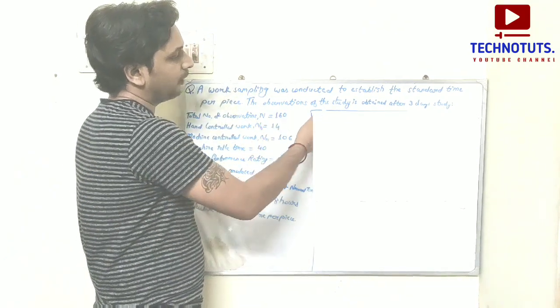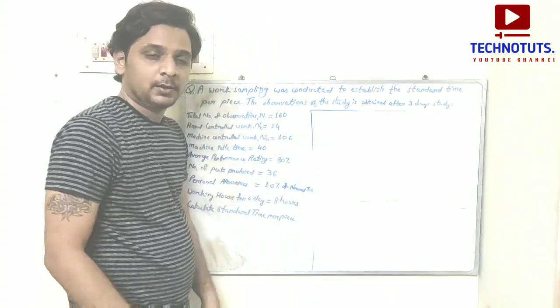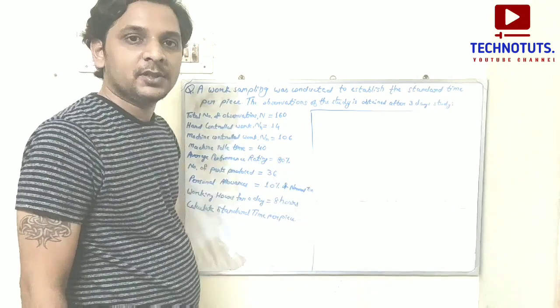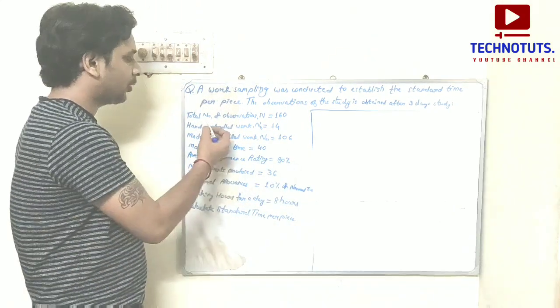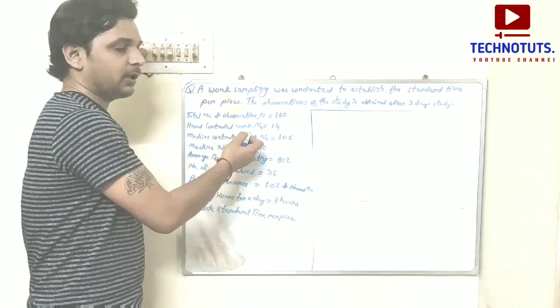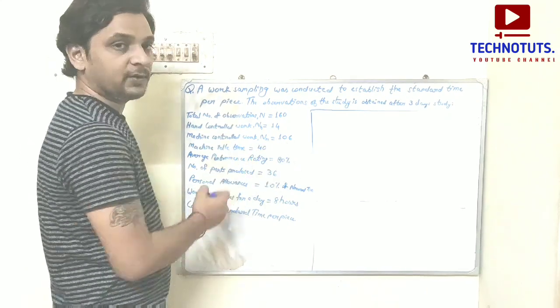Here the number of observations of the study is obtained after 3 days of study. All these observations are obtained after 3 days of study. Okay. What is the observation? The total number of observations is obtained as 160. Hand control work is obtained as 14. Machine control work is obtained as 106.